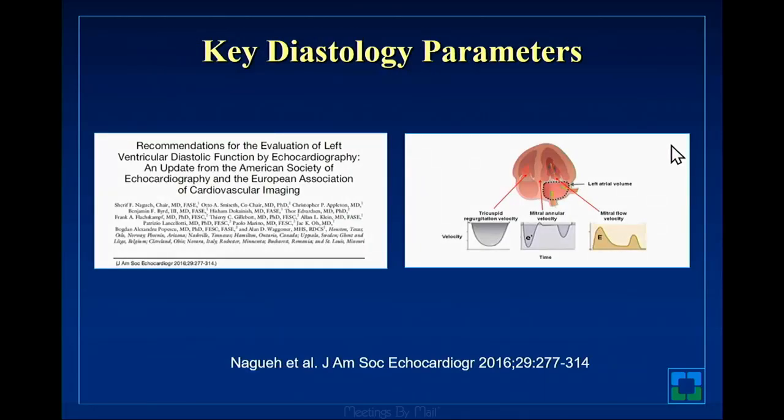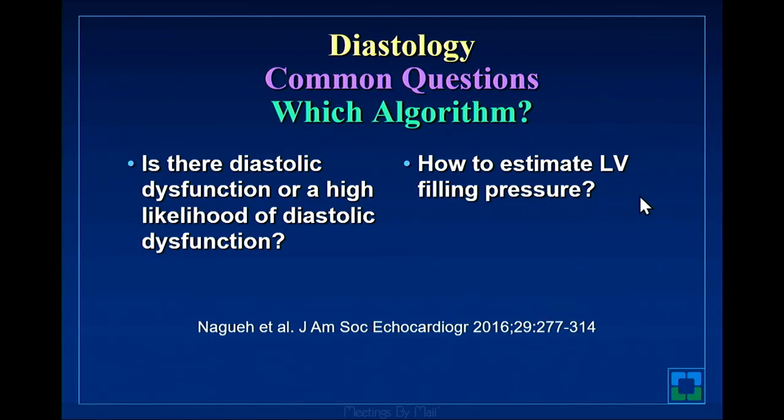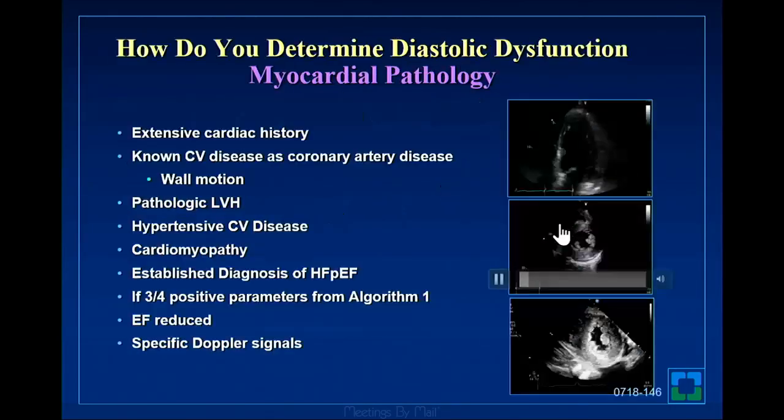In the 2016 guidelines, the writing committee said let's use things that we use on an everyday basis. For example, the left atrial volume index, E/A ratio, the tissue Doppler e', and the TR velocity. So when you look at the current guidelines as of today, you ask two questions. One, is there diastolic dysfunction or high likelihood of diastolic dysfunction? And if so, how do you estimate the filling pressure?